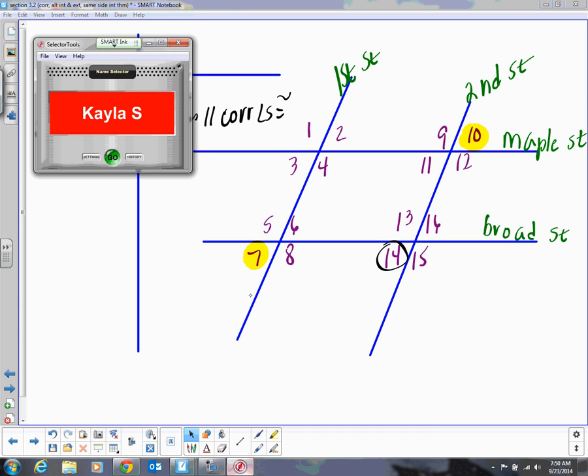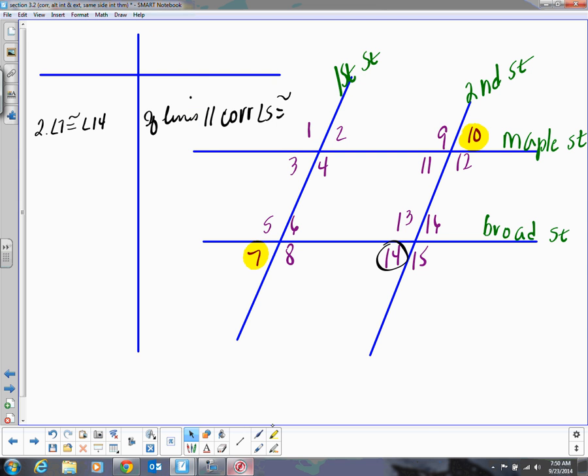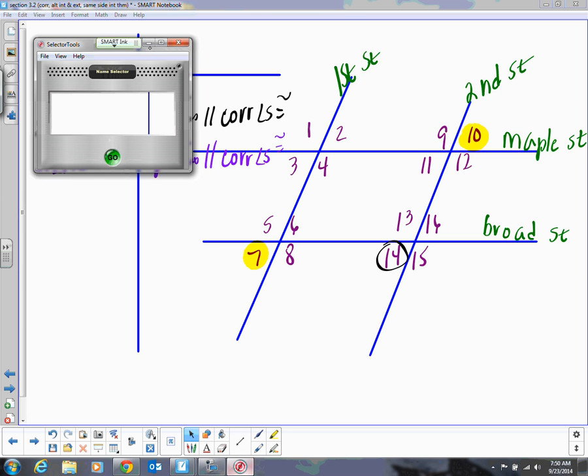We are at 14. We need to head towards 10. McKenna, where are we going? We're at 14. 14's congruent to? Okay, not 12. 11 was better. Angle 11, why? If lines parallel, they form an F, right? Now, if 7 equals 14 and 11 equals 14, what do we know, Eric?